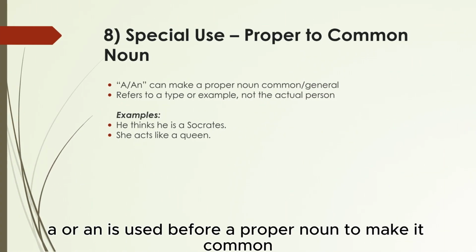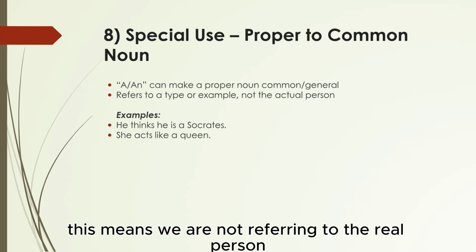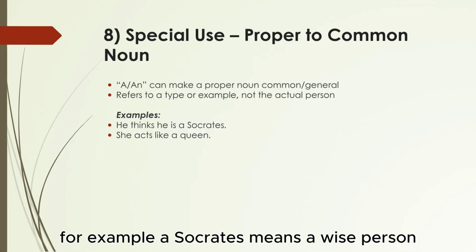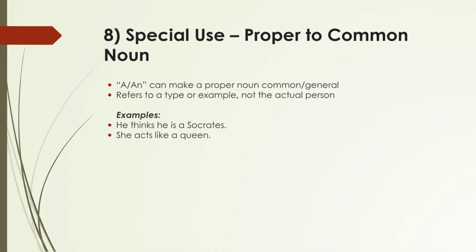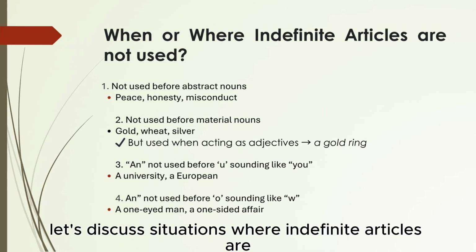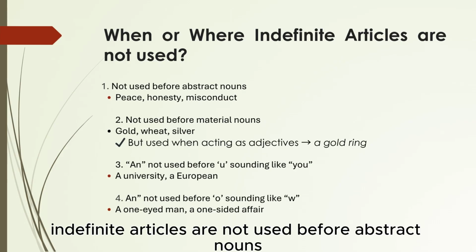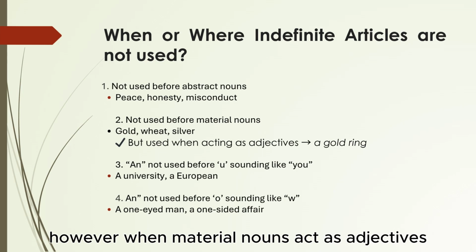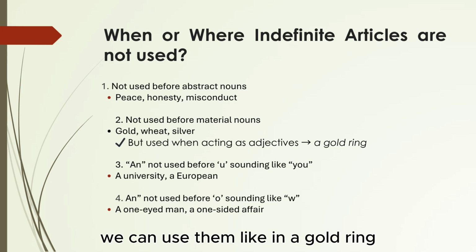Sometimes a or an is used before a proper noun to make it common. This means we are not referring to the real person but someone like them. For example, a Socrates means a wise person, not the actual Socrates. Now let's discuss situations where indefinite articles are not used. Indefinite articles are not used before abstract nouns like peace or misconduct and material nouns like gold. However, when material nouns act as adjectives, we can use them like in a gold ring.